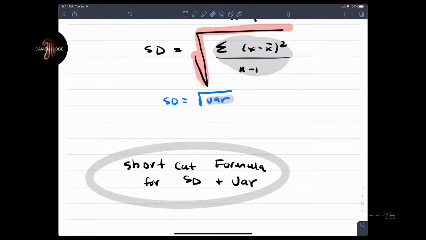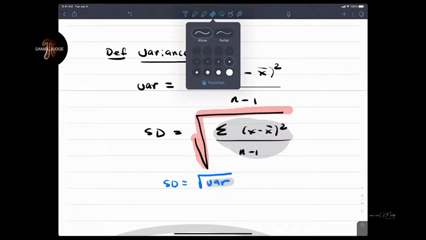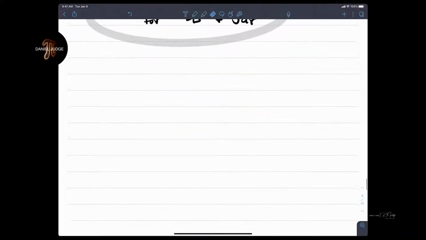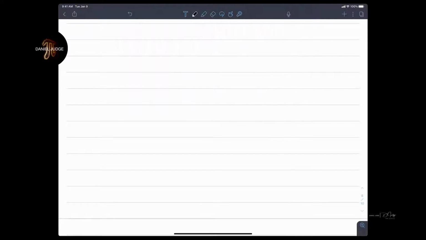Highly recommend. This is the definition, by the way. These are the definitions of the variance and the standard deviation. So if you guys remember some of those things, these are definitions. Okay, now, shortcut. Here we go. This is what I recommend you guys do.